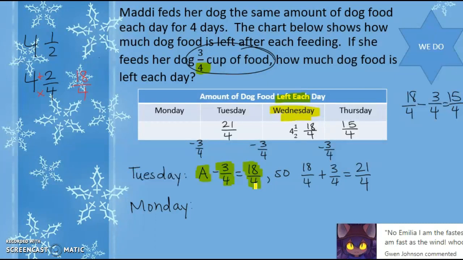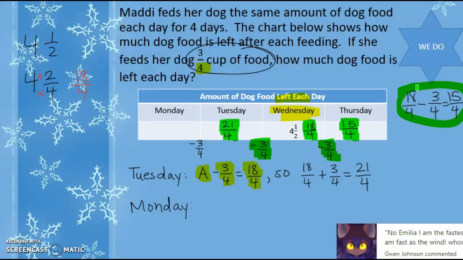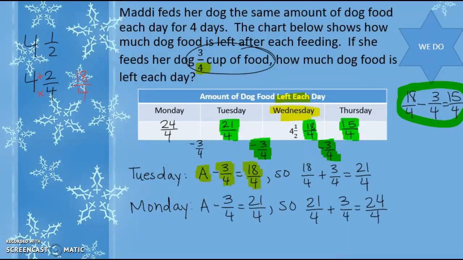Well, I need to use the inverse operation. 18/4 plus 3/4 equals 21/4. So that's why I have 21/4 for Tuesday, because 21/4 minus 3/4, which is what the dog ate, means that I have 18/4 left. And then 18/4 minus 3/4 is, you're right, 15/4, which I did over here. Let's see if you can figure out Monday's amount. Pause the video. Okay, take a look at what we've done here.